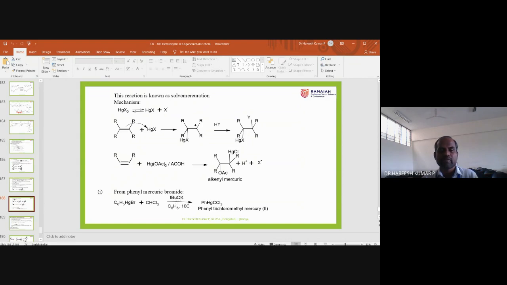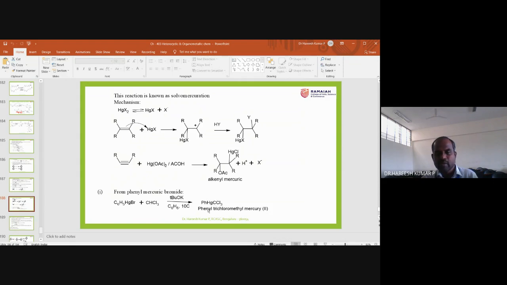What is the leaving group? The leaving group is tertiary butanol. Then there will be anion formation, CCl3 minus and K plus. That will act as an anion and attack this mercury. Br is going out. So tertiary butanol is one leaving group, potassium bromide is another, and this C will form a bond with this Hg. This is one compound you need to remember because there is an application of this compound.